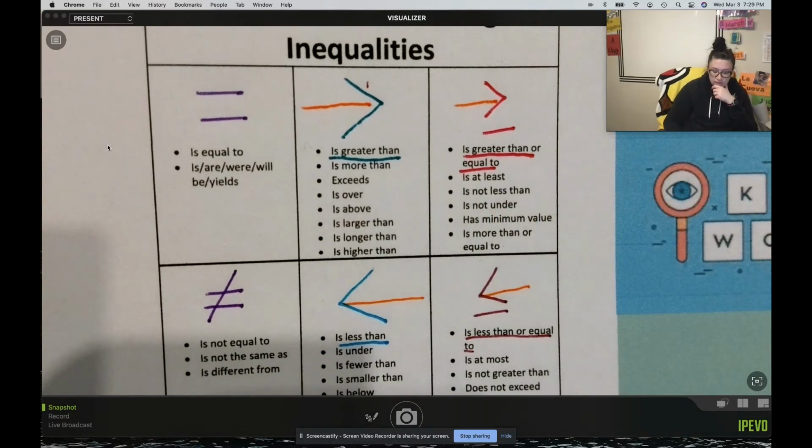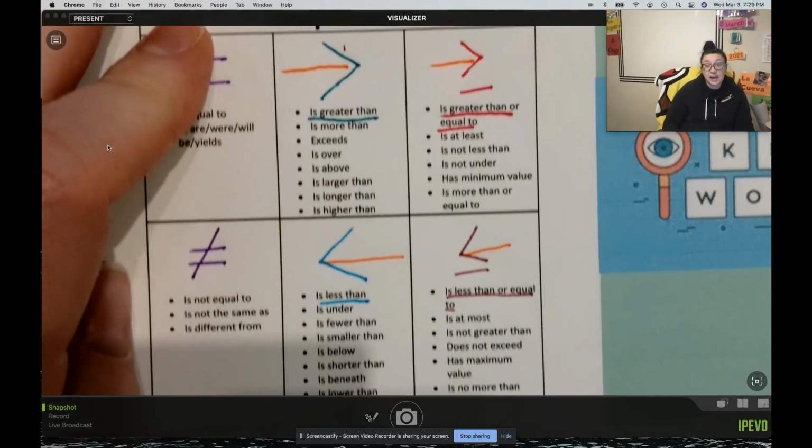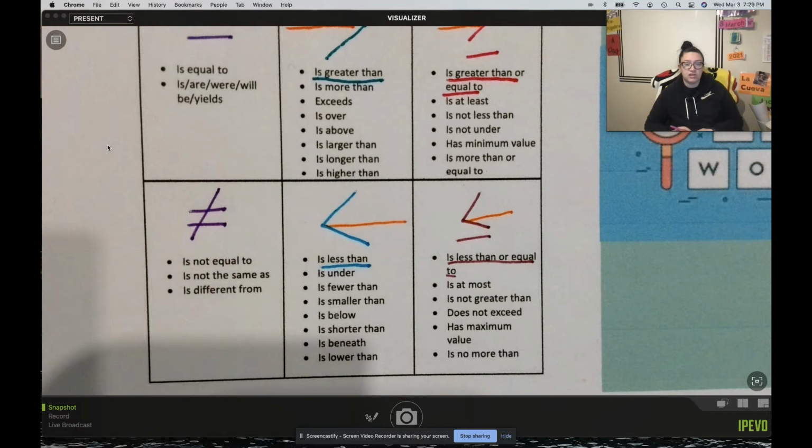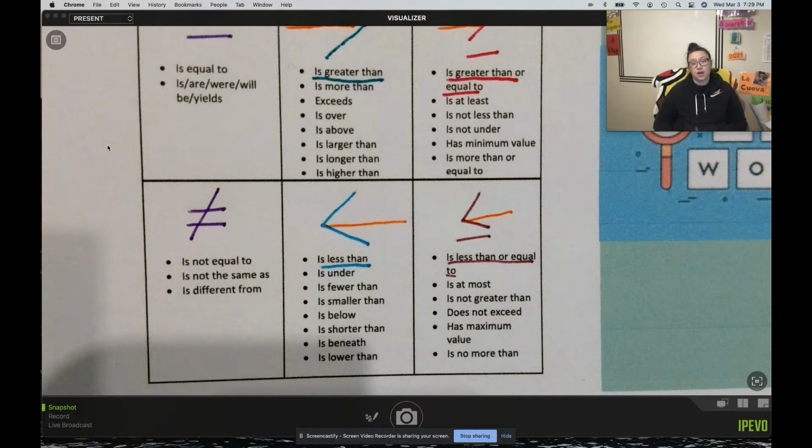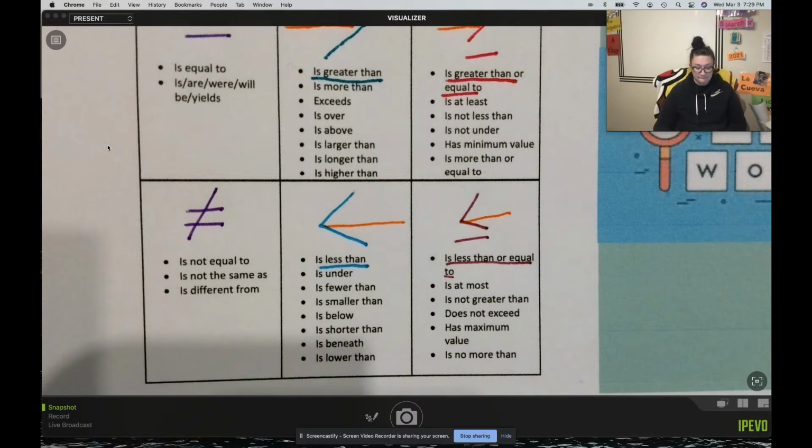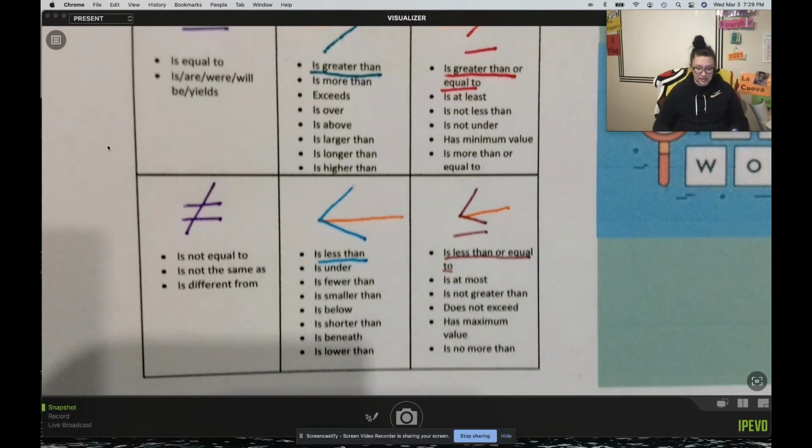Less than or equal to has other keywords like is at most, is not greater than, does not exceed, has a maximum value, is no more than. All of those words mean is less than or equal to. A lot to keep up with, especially with those word problems. Go ahead, pause the video if you need to. Otherwise, let's go on to the next part.